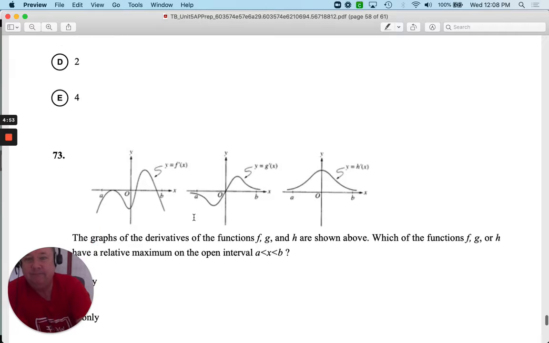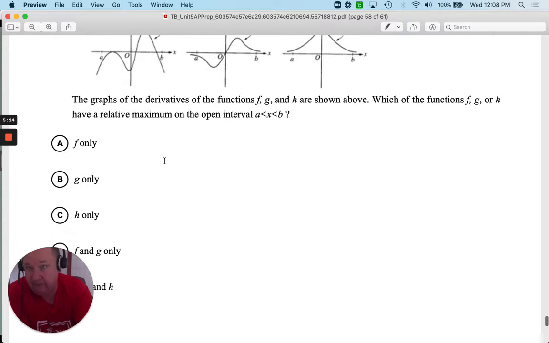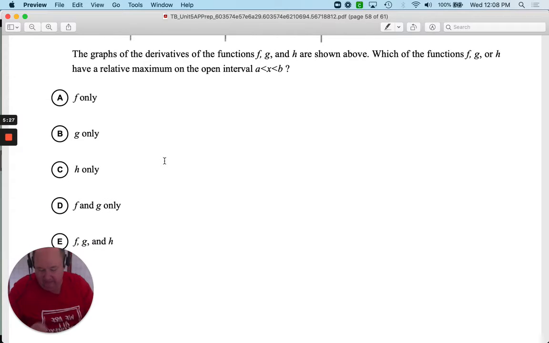73. In 73, you're given the graphs of derivatives f, g, and h. Which of the functions have a relative maximum there? So if I'm looking at derivatives, which one crosses the x-axis? So not the third one. The middle one here, it crosses, but it goes negative to positive. That's a minimum. Here, it crosses from positive to negative. Only this one has a maximum because it crosses from positive to negative. That creates a maximum. So only F. So the answer for 73 is A.